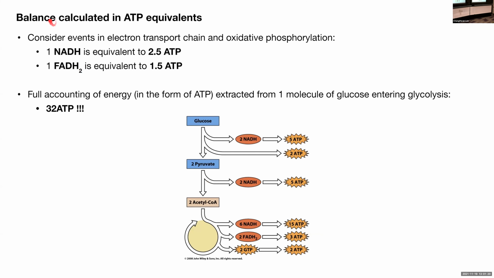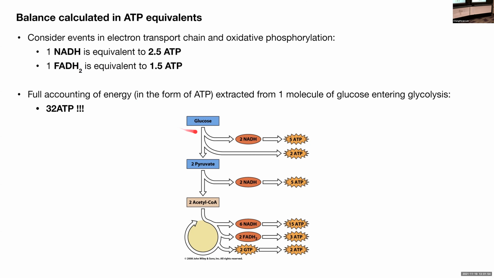And think about the energy balance calculated in ATP equivalents. I just briefly mentioned that NADH and FADH2 eventually get into the electron transport chain to generate ATP. One molecule of NADH is equivalent to 2.5 ATP, as opposed to FADH2, where one molecule is equivalent to 1.5 ATP. And that's why NADH is a better electron carrier, because it will generate more energy there.